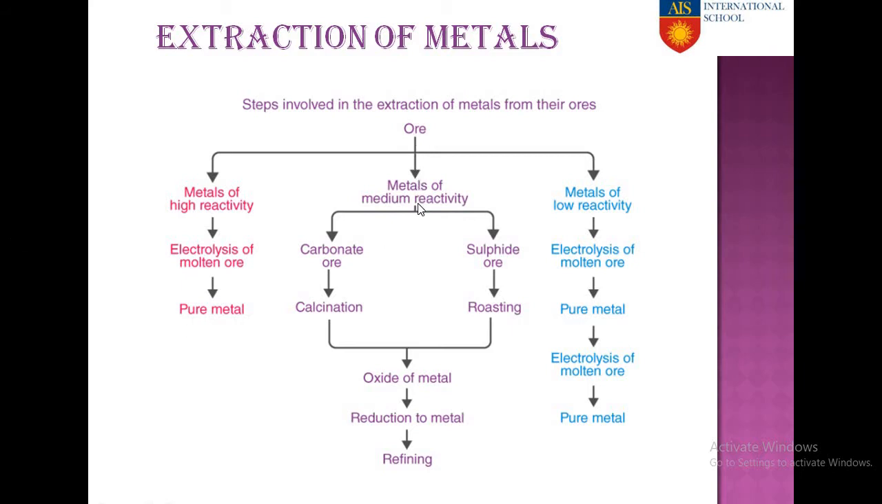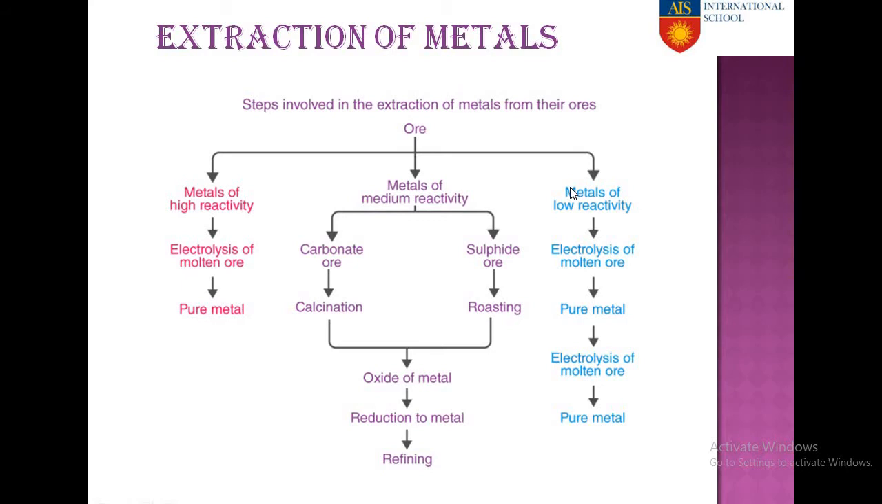Next is metals of medium reactivity. There are two types of ore in medium reactivity: one is carbonate ore and the other is sulfide ore. The carbonate ore we can extract by the process of calcination, whereas the sulfide ore we can extract by the process of roasting. Then we get the oxide of the metal, then the metal is reduced, and after refining we extract the metal.